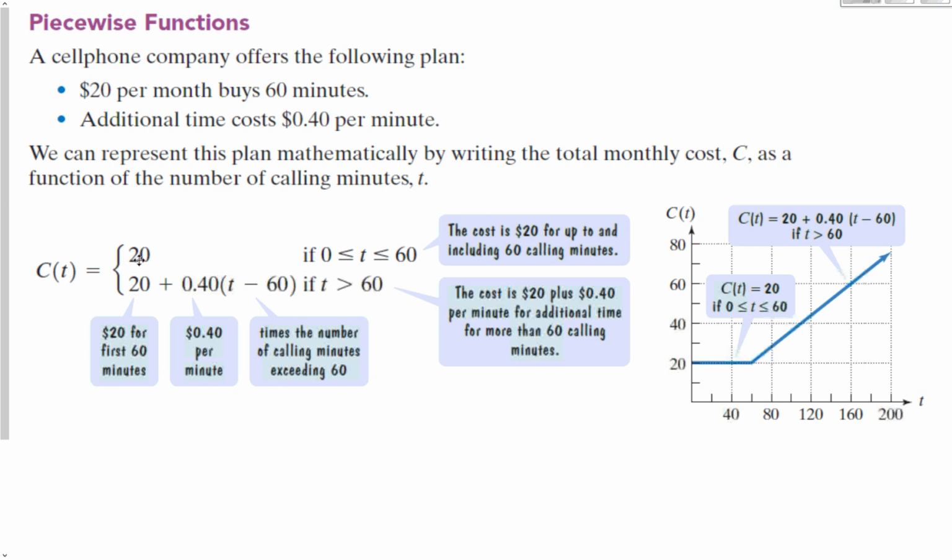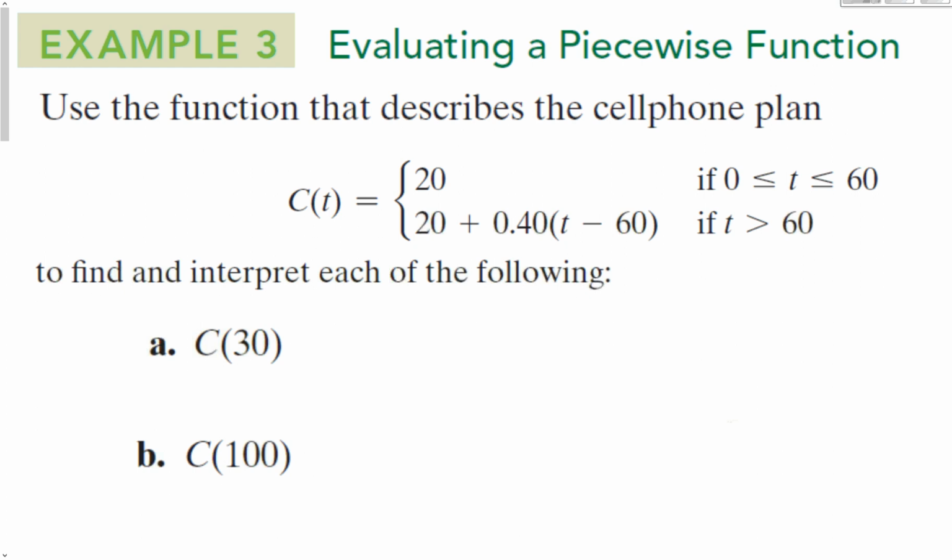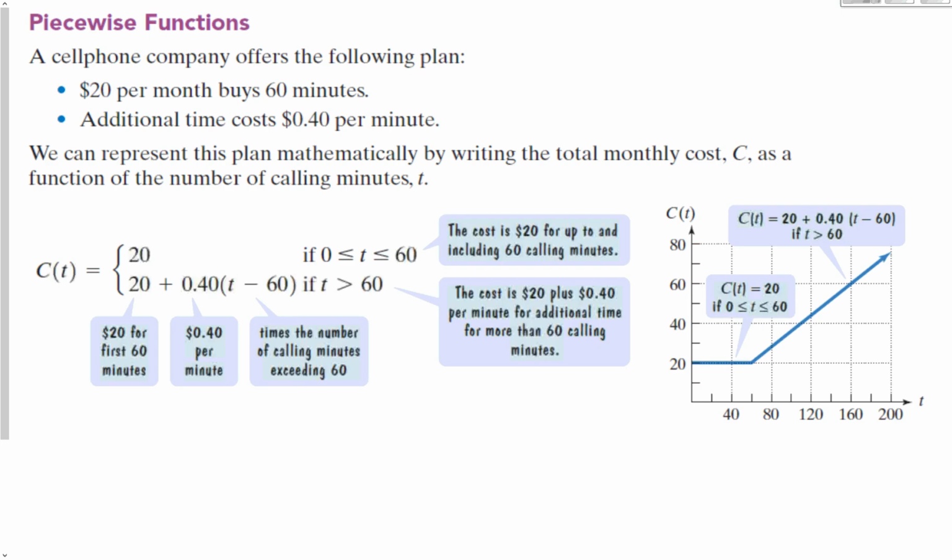Okay, so we see here $20 if your time is between 0 and 60 minutes. $20 for the first 60 minutes plus 40 cents per minute times the number of calling minutes over 60 if T is bigger than 60. And here's my graph, flat, and then it's going to cost more and more depending on how much you use it. So this is a piecewise function because it's defined by two or more equations over a specified domain, and we have rules for what we can do for each one.